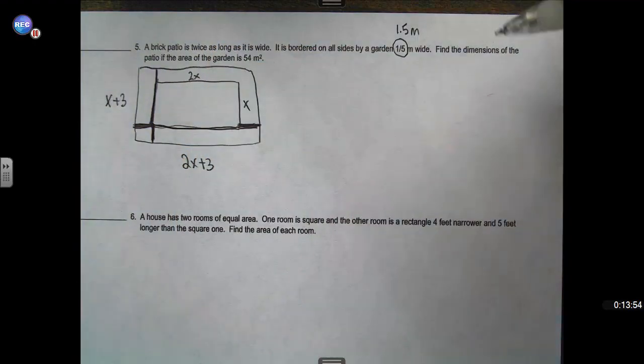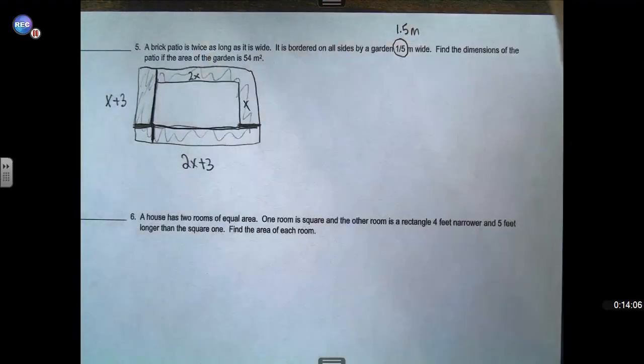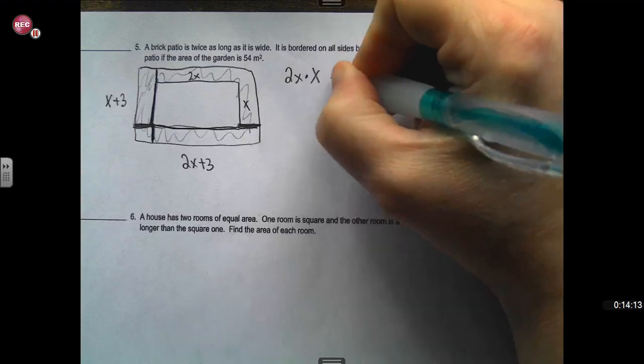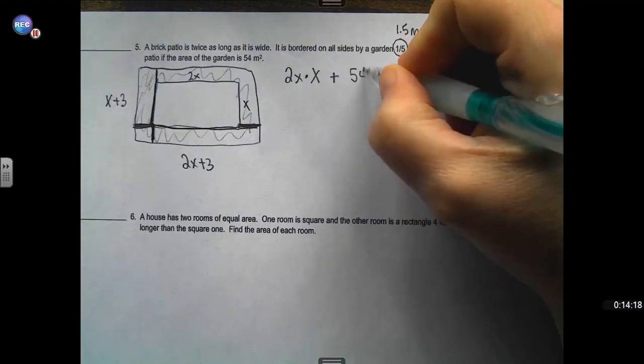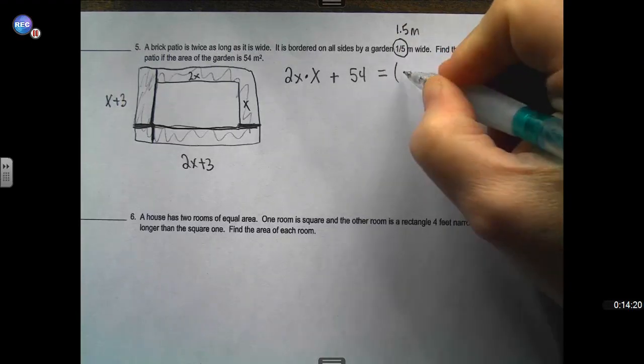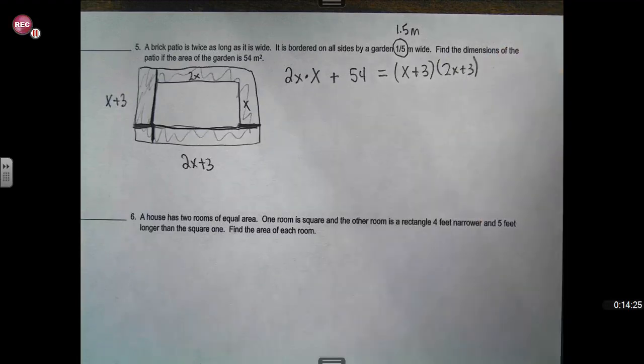And then it says the dimensions of the patio if the area of the garden is 54. So the garden is what's surrounding the patio. Okay. So again, what I can do is take the area of the patio, add the area of the garden, and it's going to equal the area of the entire thing. Okay, these problems seem to have a theme.